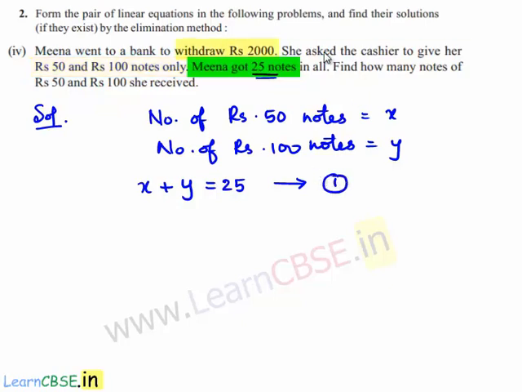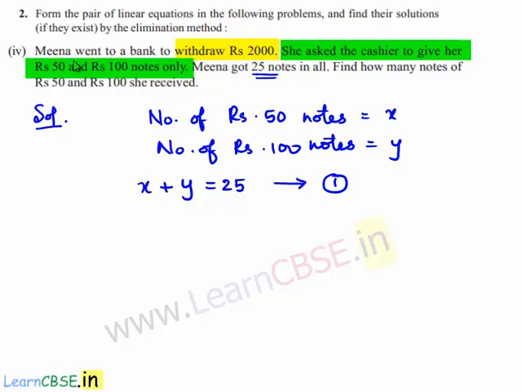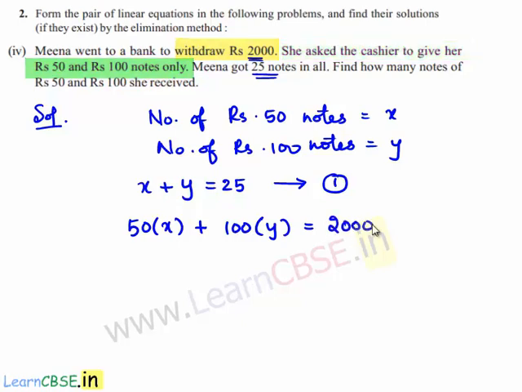And the other condition is, Meena asked the cashier to give her 50 rupees and 100 rupees notes only to withdraw rupees 2000. So we can write 50 times of X plus 100 times of Y is equal to 2000. So this is equation number 2. We have to solve both the equations by elimination method.